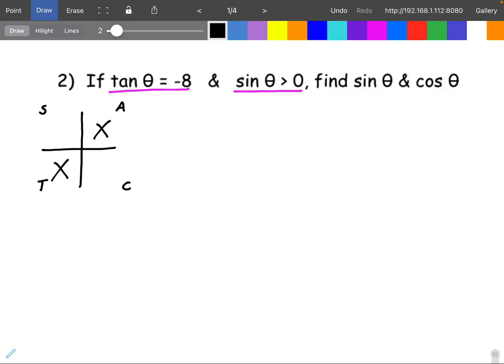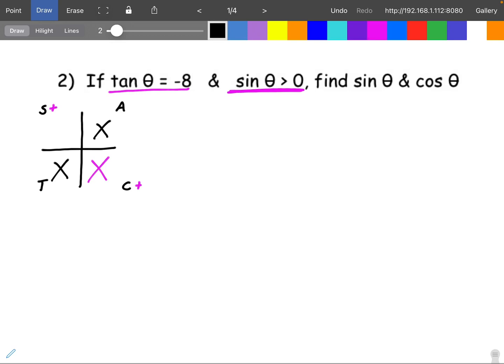So right away, just from that information, we know that we're either dealing with the second quadrant or the fourth quadrant. Then, using our second piece of information, sine theta has to be greater than 0. That means positive. So which quadrant of the 2 that's left is sine positive in? Well, sine is positive here, and cosine is positive here. So that means it cannot be in this quadrant either. It must be in the second quadrant.